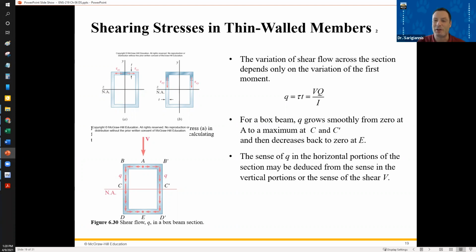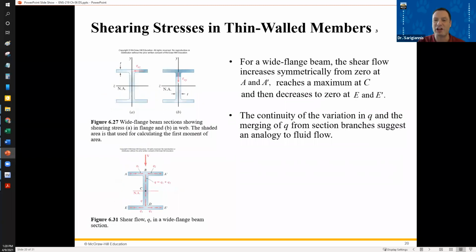Let's see. Oh, the sense of Q, right? The direction of Q is basically what portion of this are you in? So, depending on where you are in this beam, you can tell this is the XZ, this is the XY shear. Those shears change. The sense of them changes.